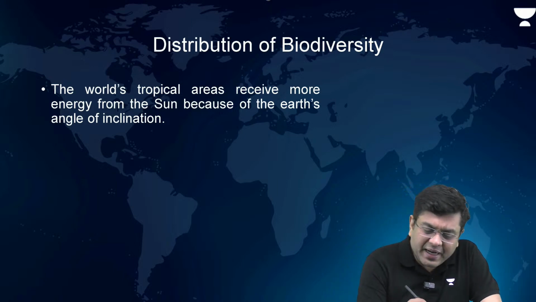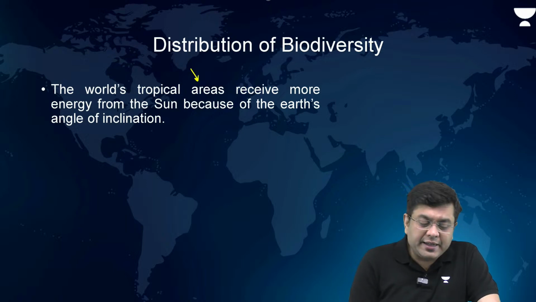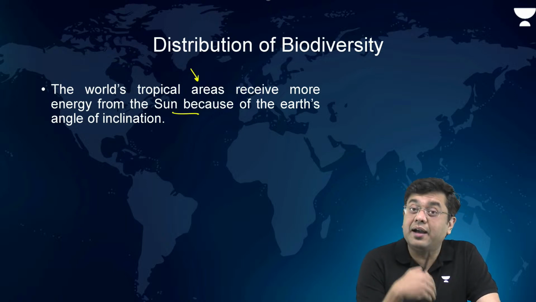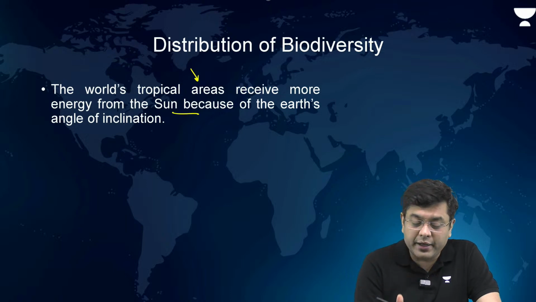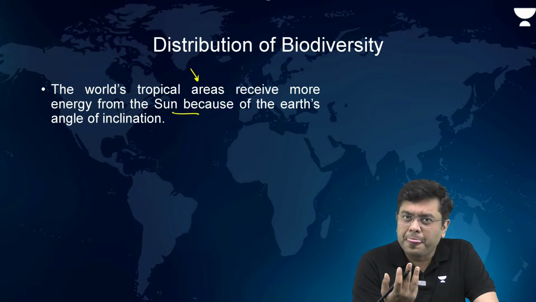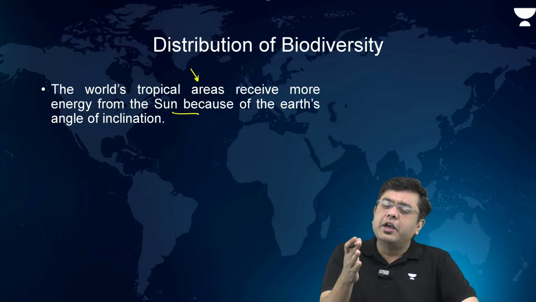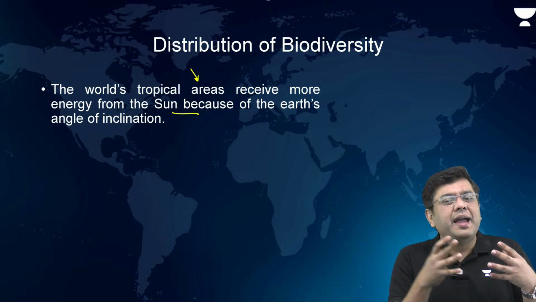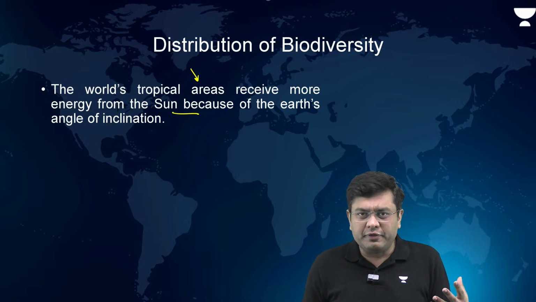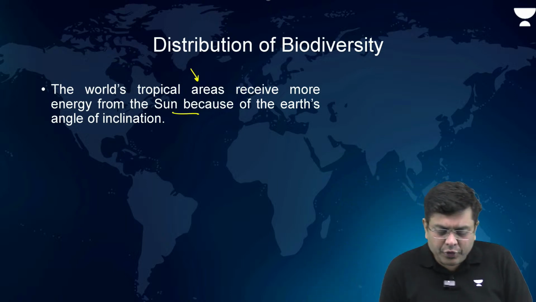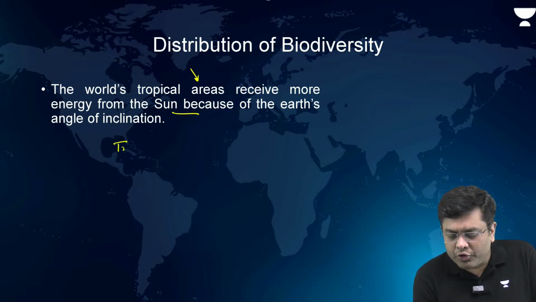The world's tropical areas generally tend to receive energy from the sun at a higher rate and at a greater magnitude. That is why the speciation changes when you talk about the tropics and when you talk about the temperate regions of the planet. Historically, if you compare the tropics and the temperate regions, where do you think greater variety of species are to be found?